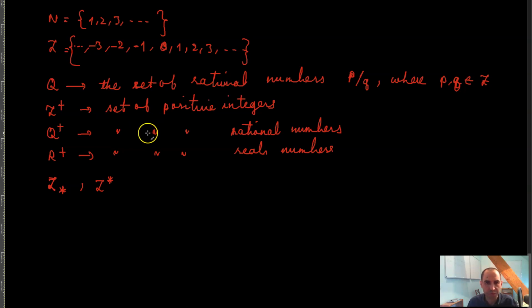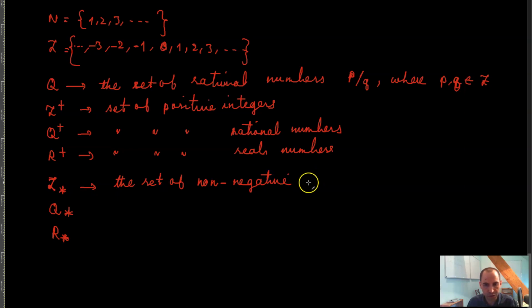It seems that, based on what I read on Wikipedia, in this book the sets are denoted this way, Z with subscript star, for example. And of course, whatever book you read, hopefully the notation is given in that book, so you have no problems there. Then there is also the set, for example, Q star, and you have R star. You have these sets as well. This is the set of non-negative integers.